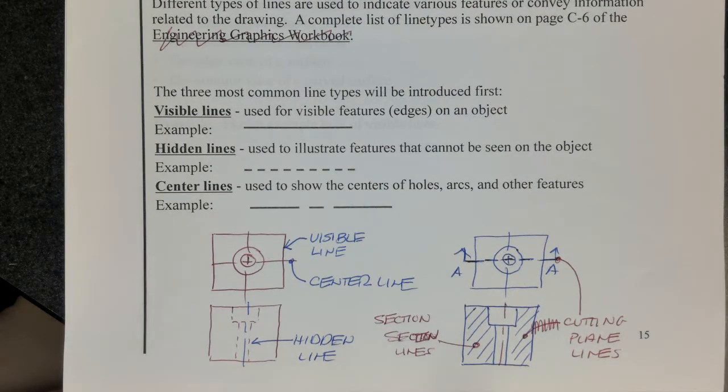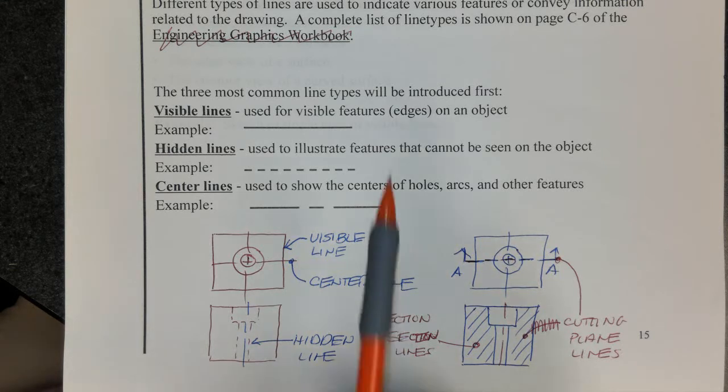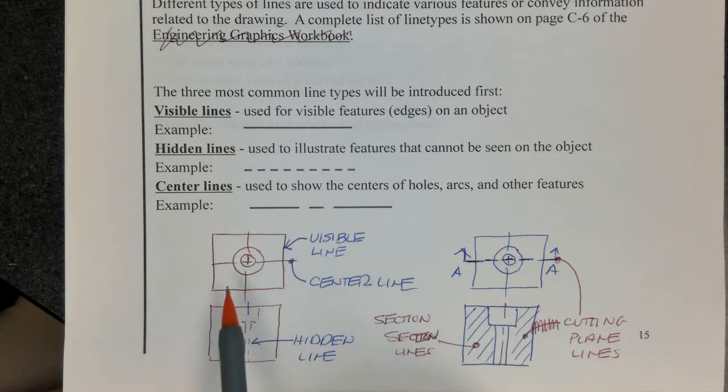So here's an example of a counterbored hole. A counterbored hole is a hole used to recess the head of a bolt, like in a plate or something, or on a deck or what have you. Notice these are the visible lines of the plate. Okay? Here are visible lines of the counterbore. Notice we have a dashed line here, though. Those are the hidden lines because you can't see that hole in that part.